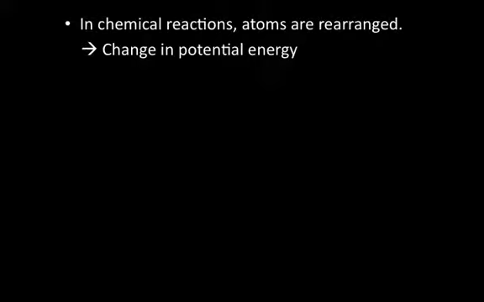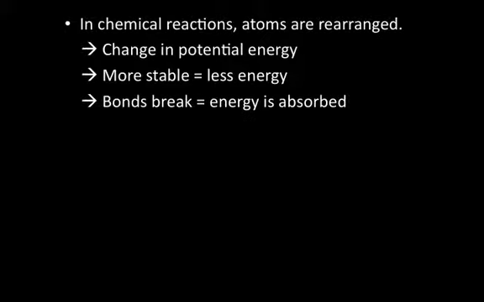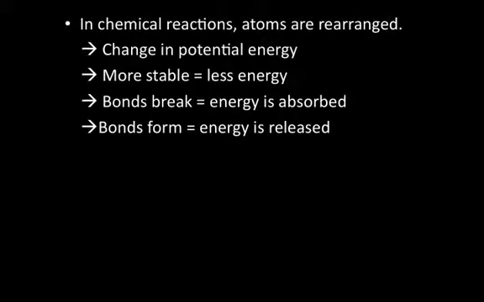Something we need to understand before we can truly understand whether something's going to be endothermic or exothermic is that the more stable something is, the less energy it has. And that when bonds break, energy is absorbed. It requires energy. You have to add energy in order to break a bond. In contrast, when bonds are formed, energy is released. That is because the compound becomes more stable. So the more stable something is, the less energy it has. And the energy has to go somewhere, so it gets released.